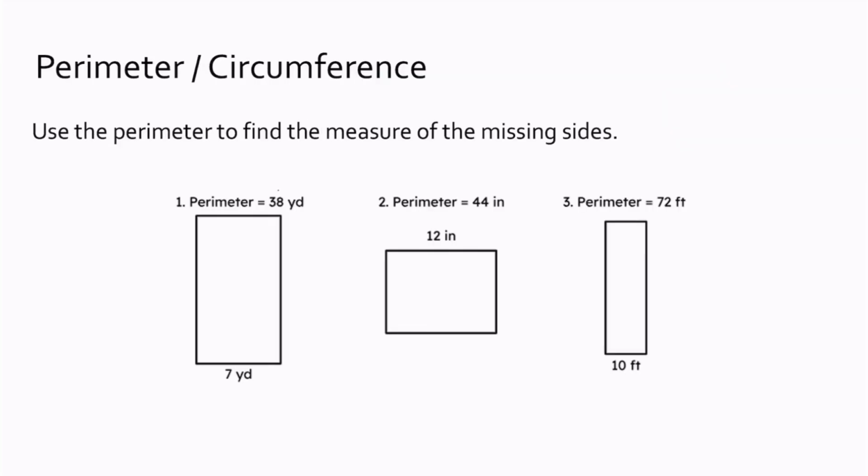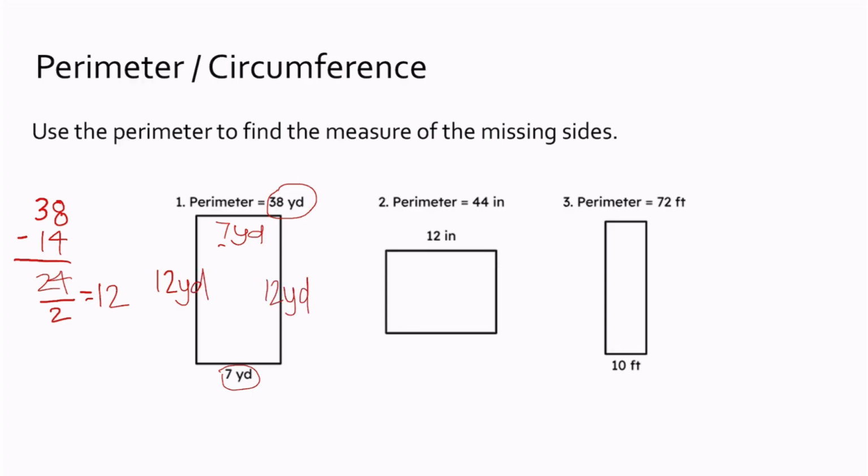Now these are a little bit different. These tell us the perimeter and one side, and we want to then find what the missing sides are. Pause this video and give these a try. All right, so if we know that the perimeter is 38 yards, and we know that this side is 7 yards, in a rectangle, the opposite side must also be the same. So we have 7 yards and 7 yards. So I can take my 38-yard perimeter minus 14 yards, because I've already accounted for 7 and 7, and I have 24 yards left to distribute among these two sides. Now if I take 24 and divide it by 2, I get 12, which means that this side has to be 12 yards and this side has to be 12 yards.